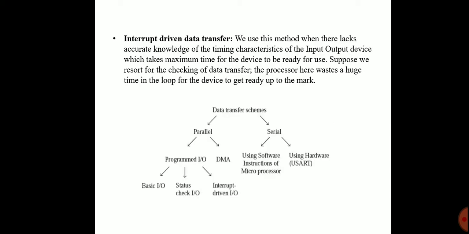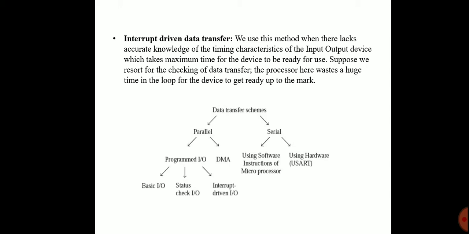Now, the third way, interrupt driven data transfer. We use this method when we lack accurate knowledge of the timing characteristics of the input and output device, which takes maximum time for that device to be ready for use. Suppose we used status checking for data transfer, the processor would waste time in the loop waiting for the device to get ready.